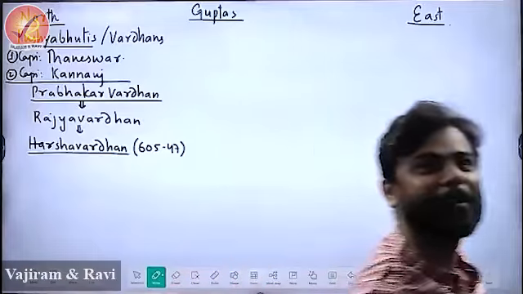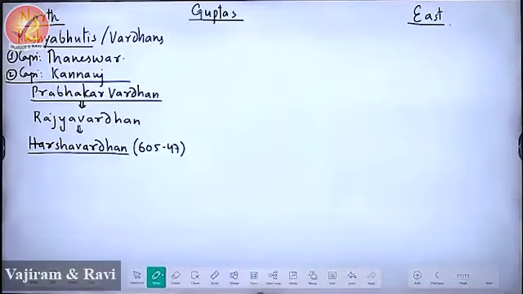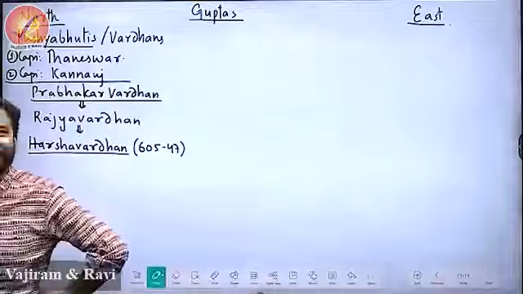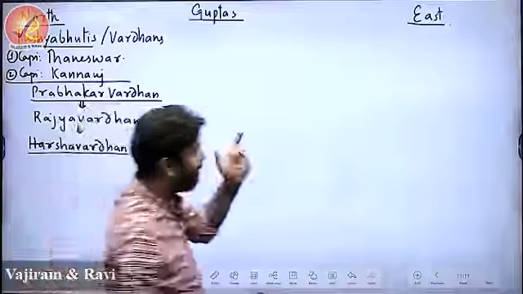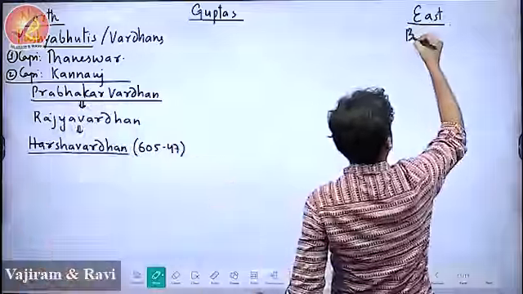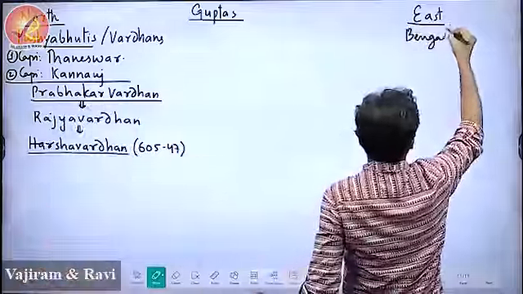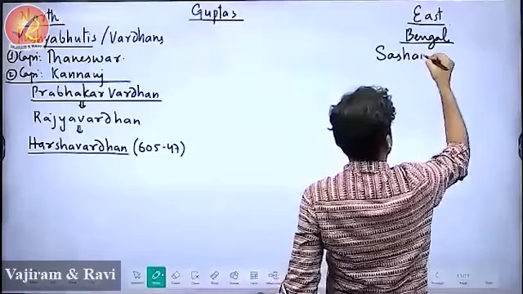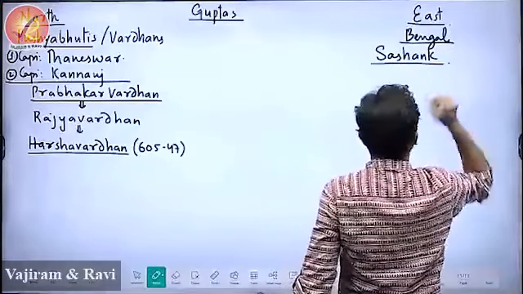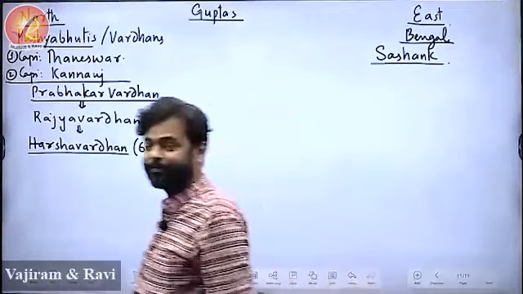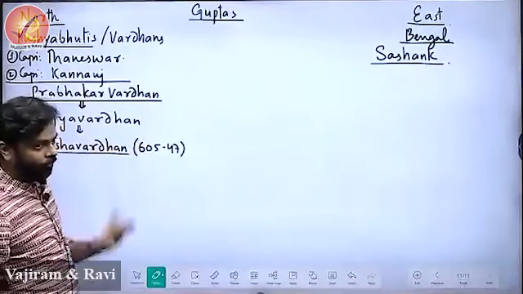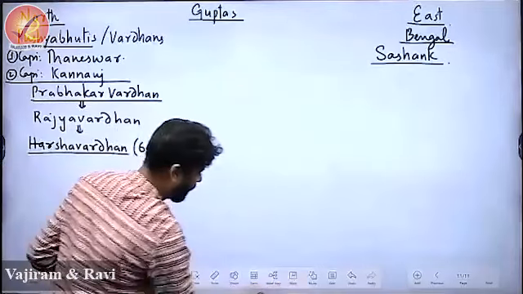606, 647. Harshvardhan, 606 to 647. East Bengal, Shashank, Sadhu Bhai. First we will finish Harshvardhan, then we will go to finish Shashank.